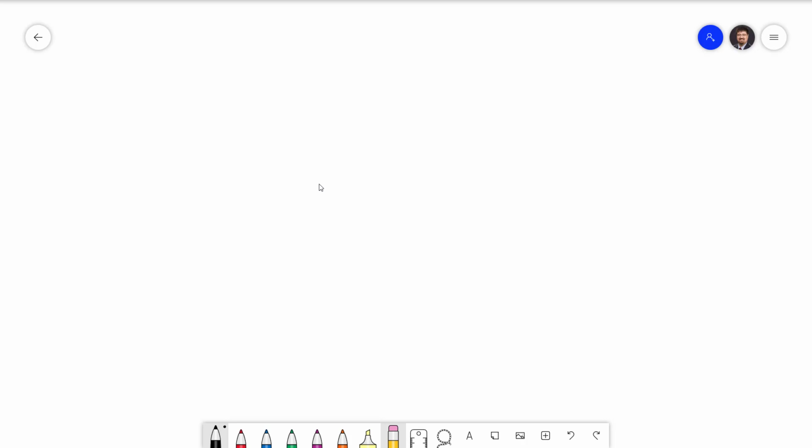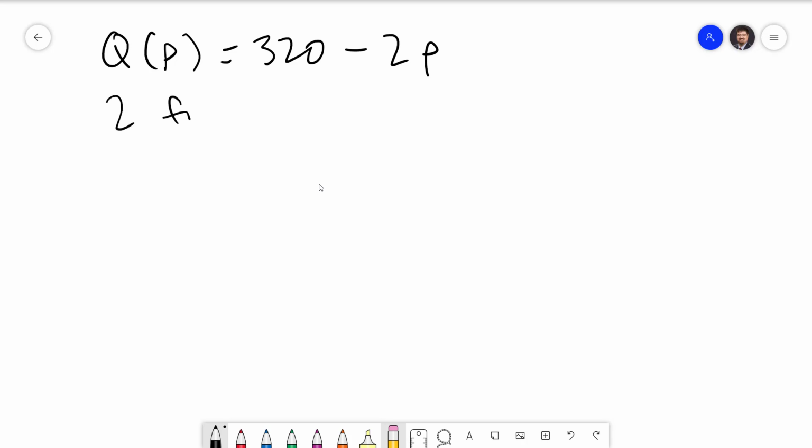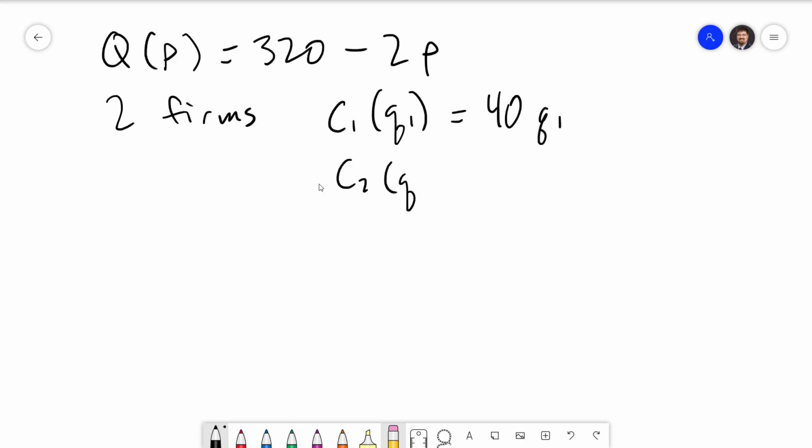Since it's the simpler of the two, we're going to start with Bertrand. I'm going to continue using the demand function, Q of P equals 320 minus 2P, which we've used in the previous few videos. We're still going to have two firms. Firm 1's cost function will remain 40Q1, but firm 2's cost function will now be 25Q2. This might be because firm 2 has access to superior production technology.